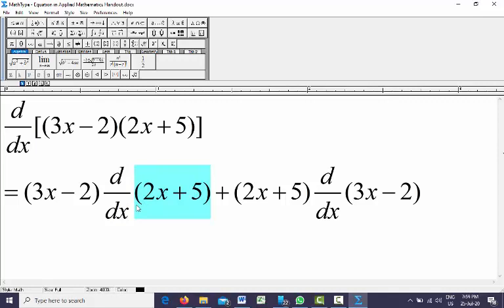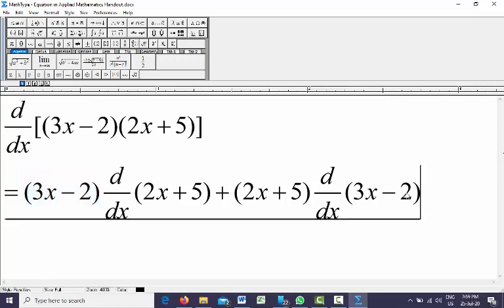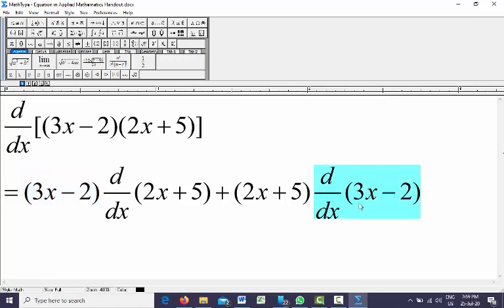So now they will switch their position. This one will go behind d by dx. That means you need to write this one again after the plus, and it should go behind d by dx, and the item that was behind d by dx should now come in front of d by dx. So that is called the multiplication rule of differentiation.